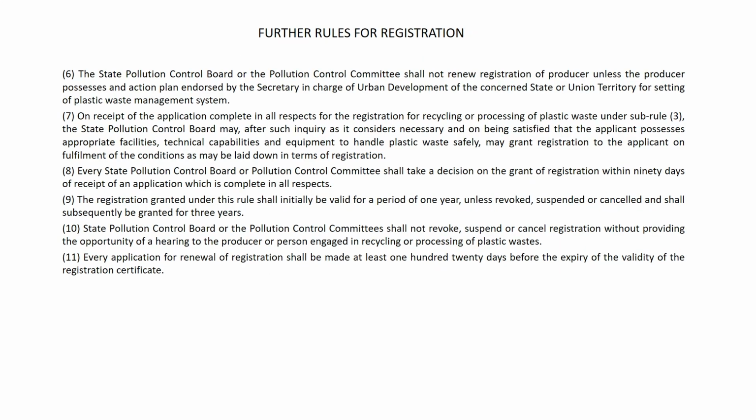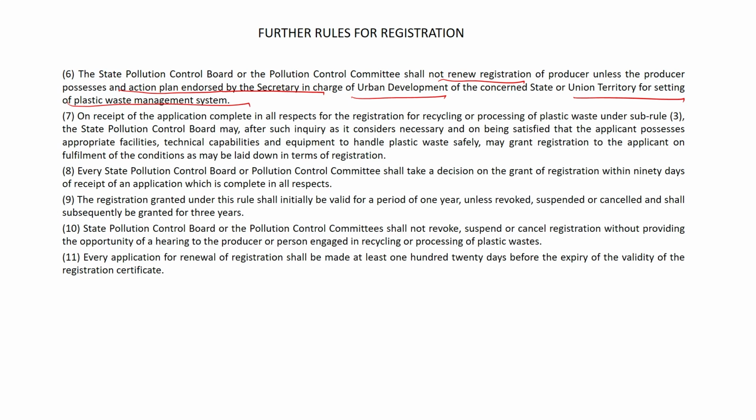Further, the rules for registration say that the authorities of the board and the committee shall not renew registration of a producer unless the producer possesses an action plan endorsed by the secretary in charge of urban development of the concerned state or the Union Territory for setting up of a plastic waste management system.